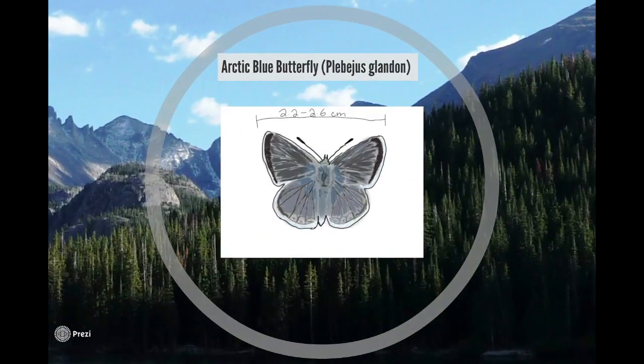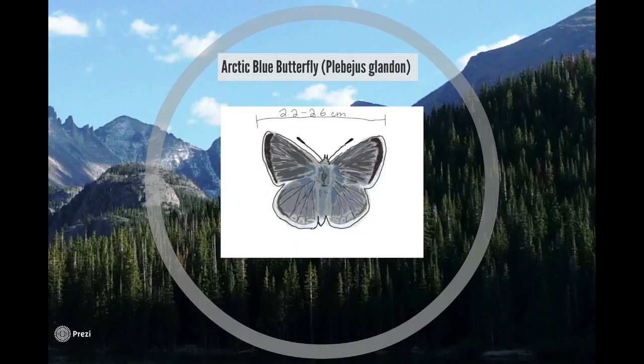So the invertebrate that I chose is the Arctic blue butterfly, or Platypus random. So the kingdom is Animalia, the phylum is Arthropoda, the class is Insecta, the order is Lepidoptera, the family is Lycaenidae, the genus is Pleurotus, the species is Pleurotus random.